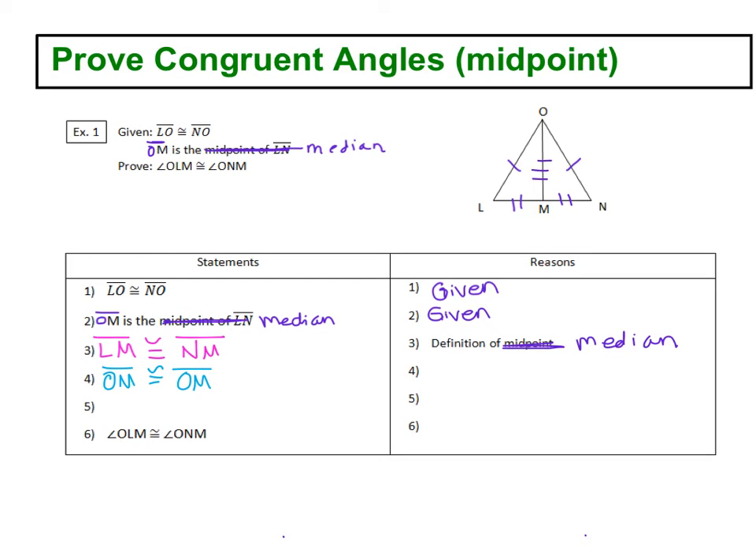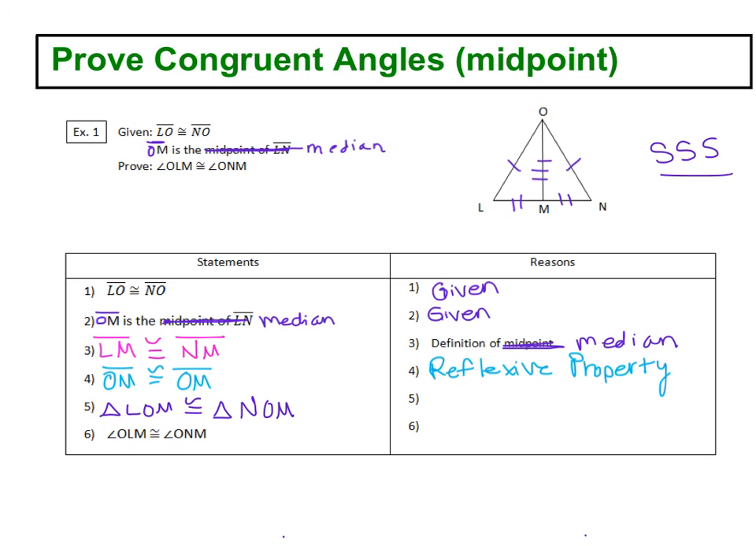And how did we know that? Anyone remember the reason? And hopefully you guys are getting used to this reflexive property. Anytime there's a shared side or angle, you can say it's congruent to itself using the reflexive property. So now, take a look at our triangle. We've got three sides that are congruent. So that would be side, side, side. That's enough for us to say that these two triangles are congruent. So our next statement will be triangle LOM is congruent to triangle NOM.